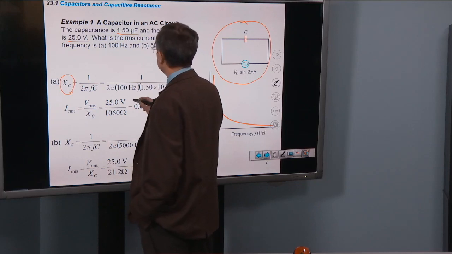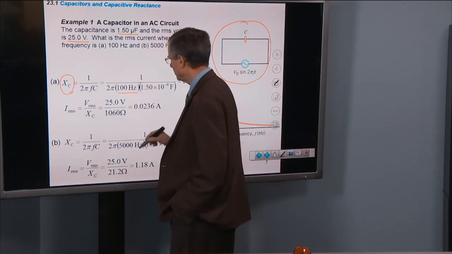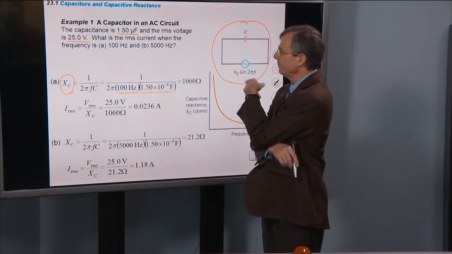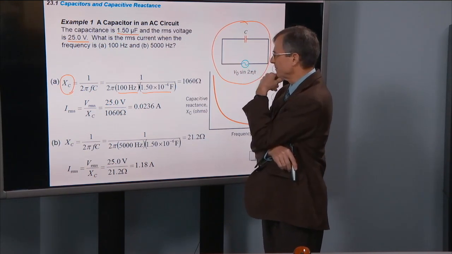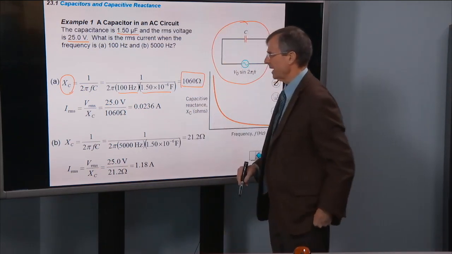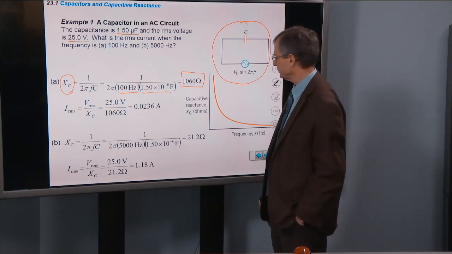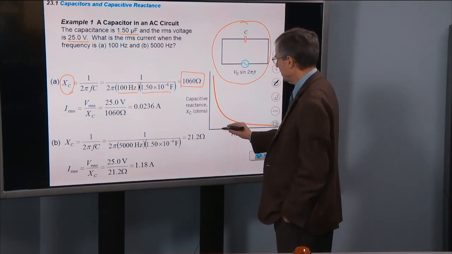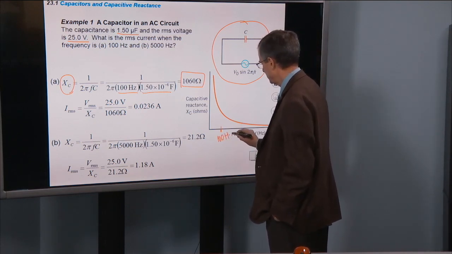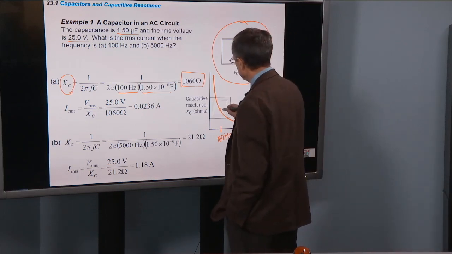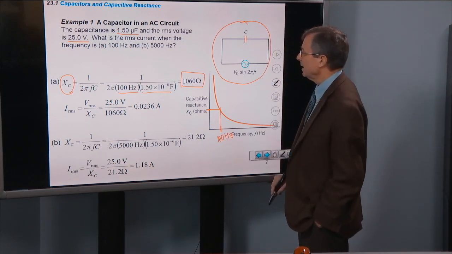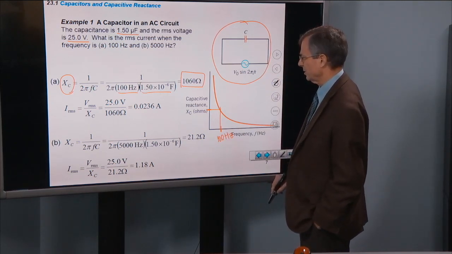We're given, for part A, a frequency of 100 hertz and a capacitance of 1.5 microfarad. That's 1.5 times 10 to the minus 6. So we get a pretty good size capacitive reactance at that low frequency. So that means down here at 100 hertz, we get a fairly good sized capacitive reactance up here. Good size. What about 5,000 hertz?